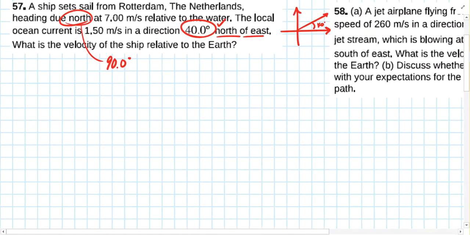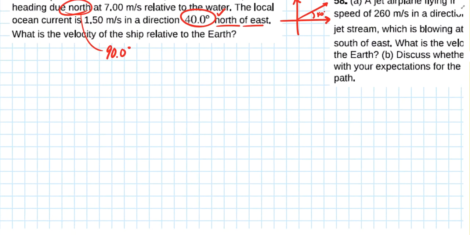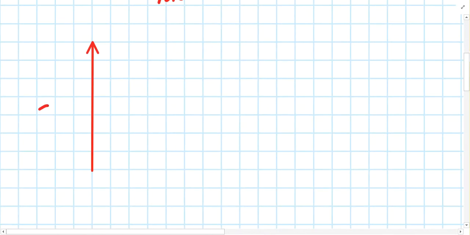So I'm going to sketch a picture first, and then we'll use the component notation in the calculator to identify the solution. So what I'm going to do is draw a vector that's 7 units in length and is headed 90 degrees. Now I'll just use one grid line per meter per second. So there we go. There's a 7.0 meters per second at 90 degrees north.